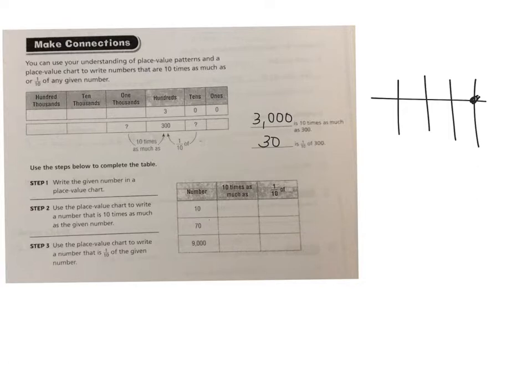Okay, now, the first number we need to write is 10. How would you write 10 on your place value chart? Well, you'd write it like this. Do you agree? Yeah. Okay, so what number would be 10 times as much as 10? You have to move the 1 over here. So Gaurav, what number is 10 times as much as 10? 100, write it in your chart.